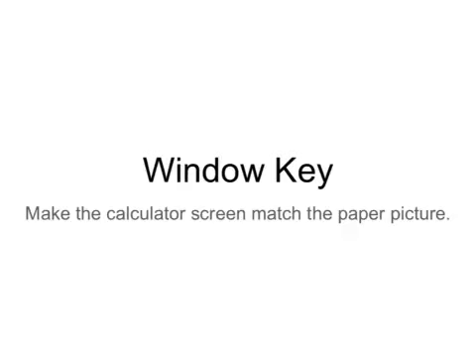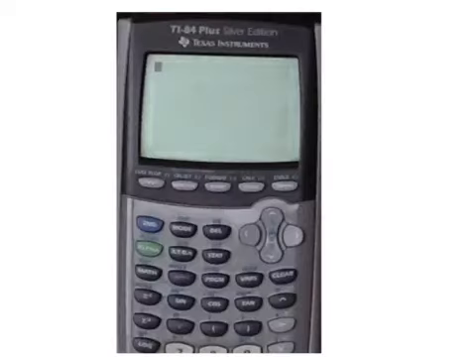This is a video to teach you how you can make changes in the screen display of your calculator so that your calculator matches the pictures that they give you on questions. When you first turn on your calculator, once it's been reset, it's just in standard refreshed mode.